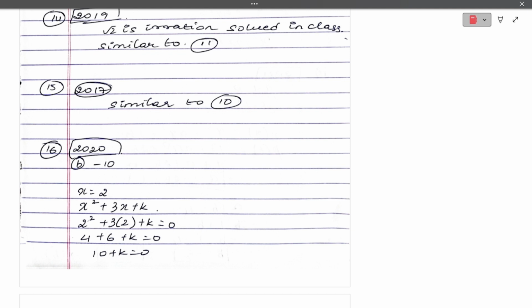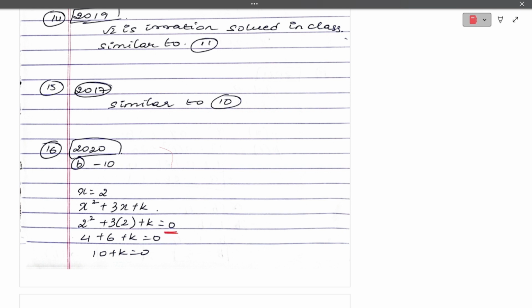Question number 16 onwards, we have something called polynomials. If one of the zeros of the quadratic polynomial x square plus 3x plus k is 2, then the value of k is, okay, so they have given one of the zeros. That means they have given the value of x for which the entire equation concludes to 0. So when x is equal to 2, the entire equation corresponds to 0.